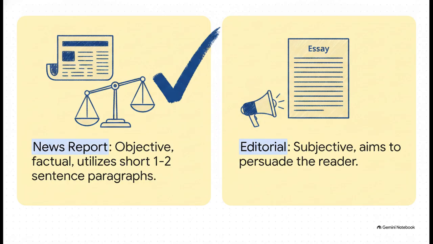You also have to remember the core difference in purpose. A news report is 100% objective and factual, whereas an editorial or an opinion piece is subjective and actively aiming to persuade you. For this assignment, we are living firmly in that objective 1 to 2 sentence paragraph territory.